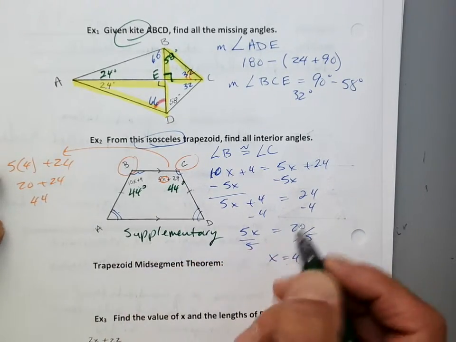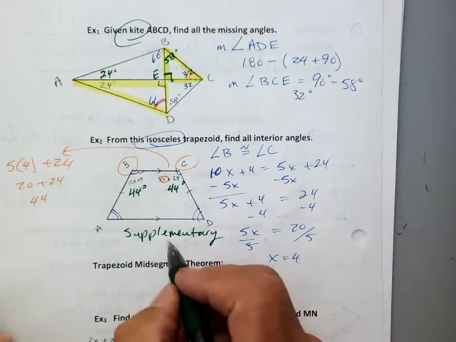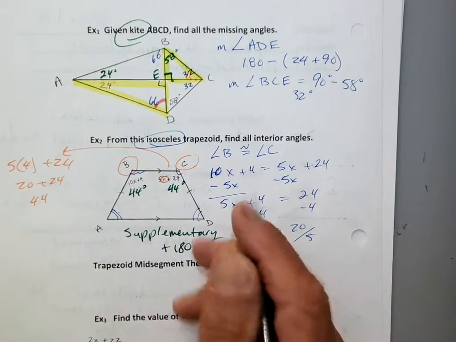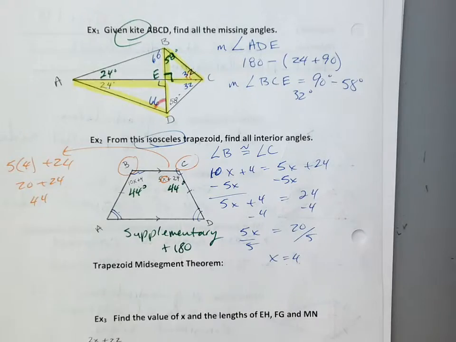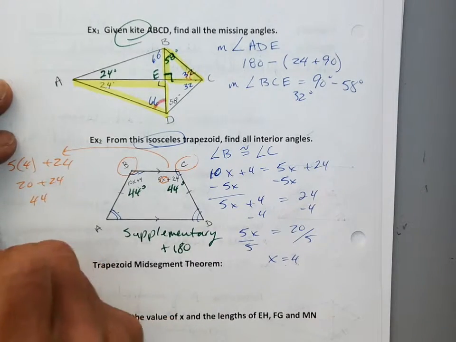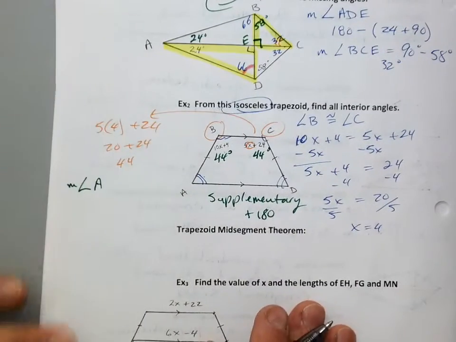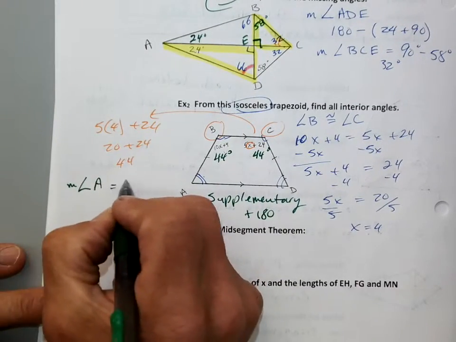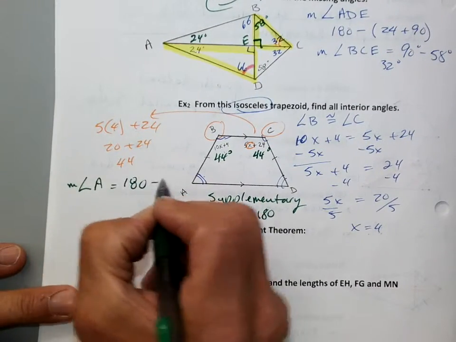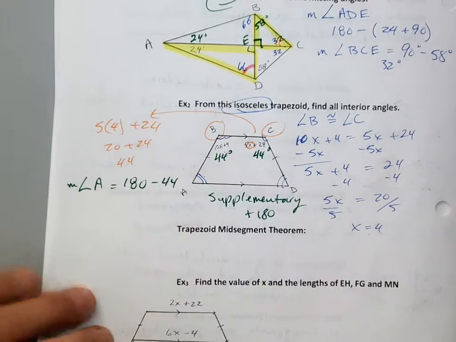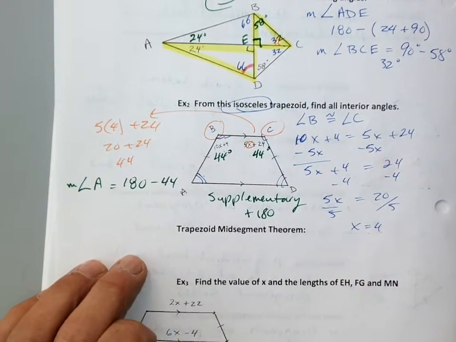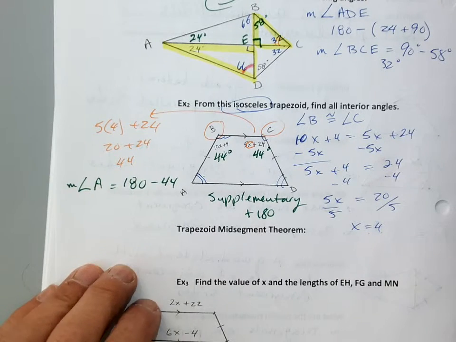Supplementary means they'll add up to 180 degrees. So if I want to find the measure of angle A, I'm simply going to go 180 minus 44 degrees. Using my calculator, I get 136.